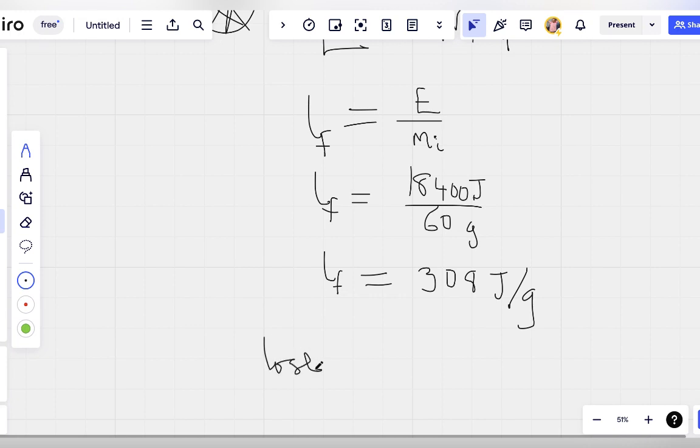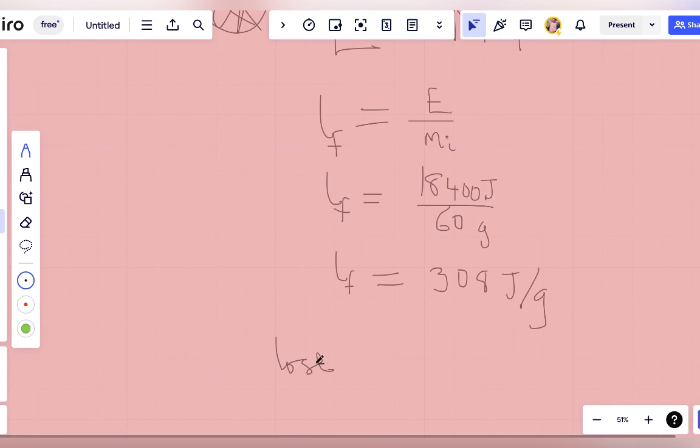Loss of heat, or loss of thermal energy, to the surrounding. So this could be the answer.